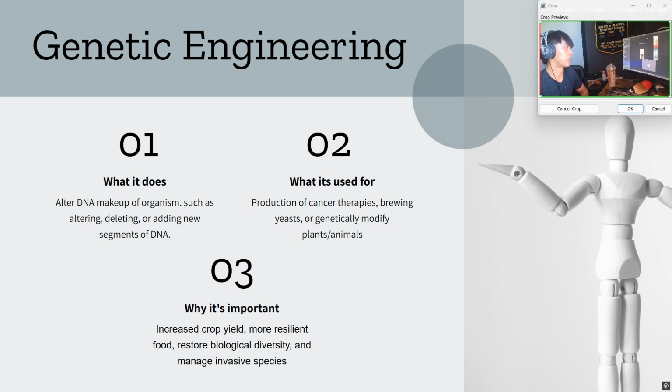It's used in a bunch of things, but it can primarily be used in production of cancer therapies, brewing yeasts, or genetically modifying plants and animals. Right now it's used for increased crop yield or more resilient food. If you go to Fry's or Bash's or Walmart, you can look at the bananas and tomatoes there. Odds are those are genetically modified to look bigger or to taste better. In other cases, it can restore biological diversity to environments or manage invasive species.